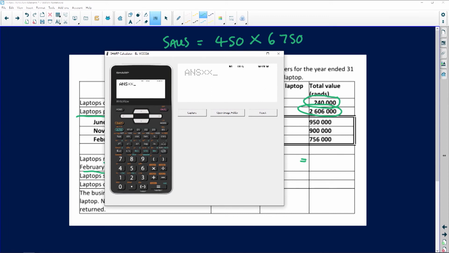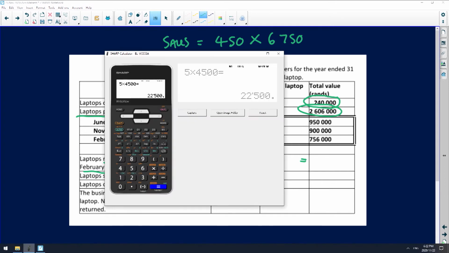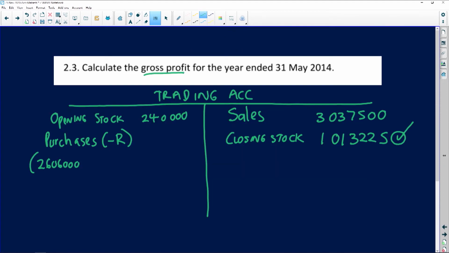Okay, all right, guys, just make sure you're following. So we obviously had 5 laptops. So 5 laptops at a cost price of 4,500, and that gives us an amount of 22,500. I think there's a mistake there. Let me just quickly check. It was 4,200. Okay, so 5 times 4,200, and that looks correct, an amount of 21,000. Okay, so minus 21,000.